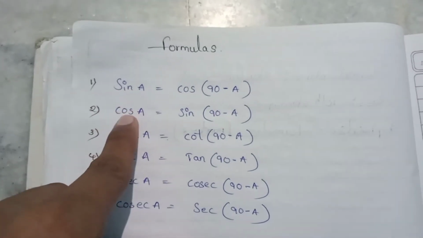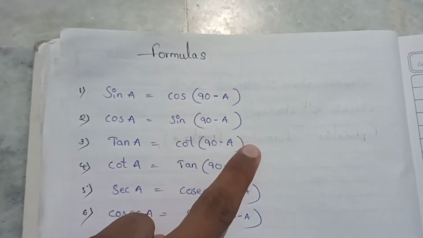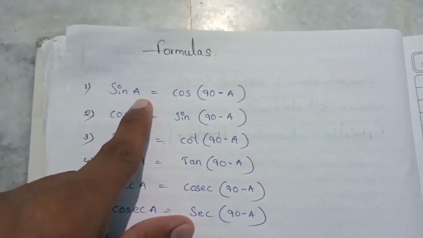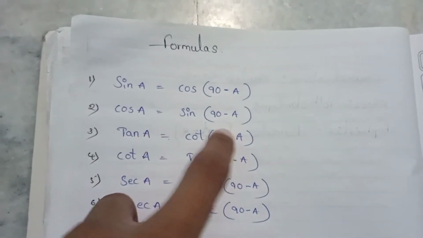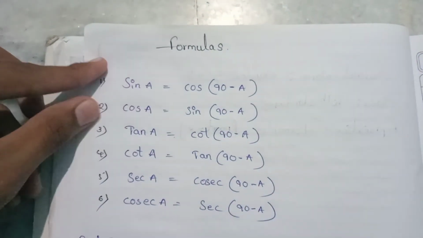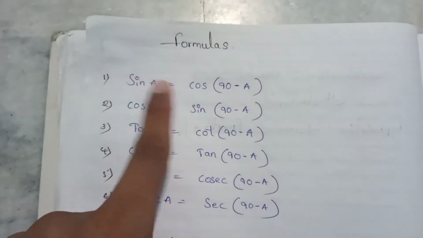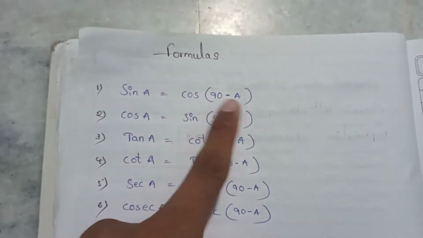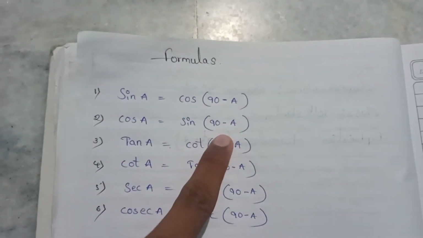Next, after sin comes cos: cos A is equal to sin(90 minus A). When it is sin, it becomes cos; when it is cos, it becomes sin. With these reasons, we can say that sin and cos are related here. Sin A is equal to cos(90 minus A), and cos A is equal to sin(90 minus A).